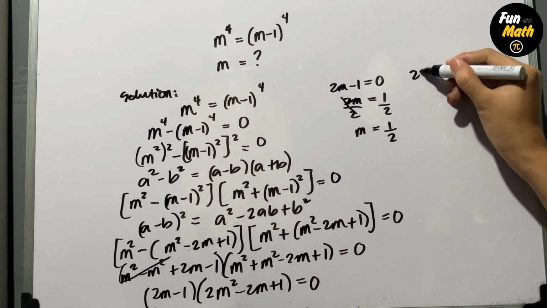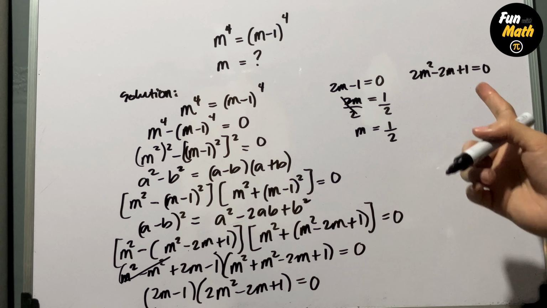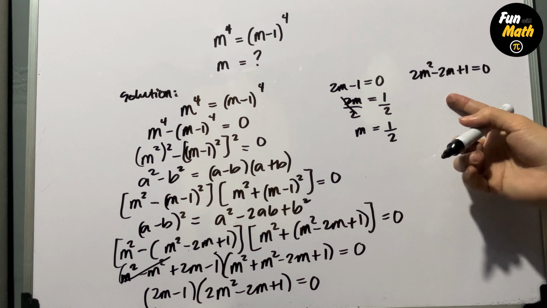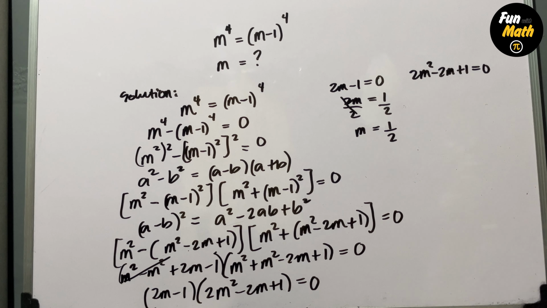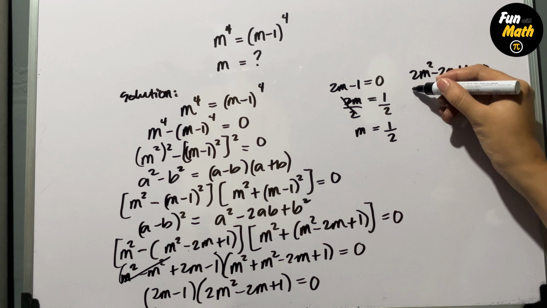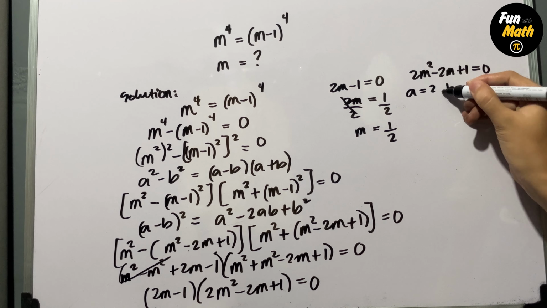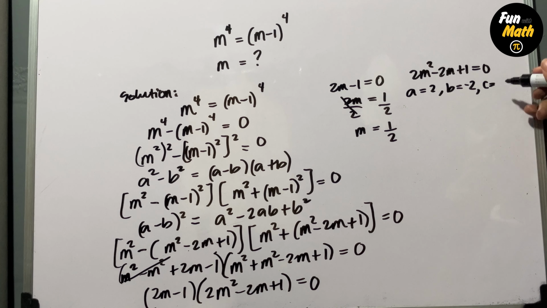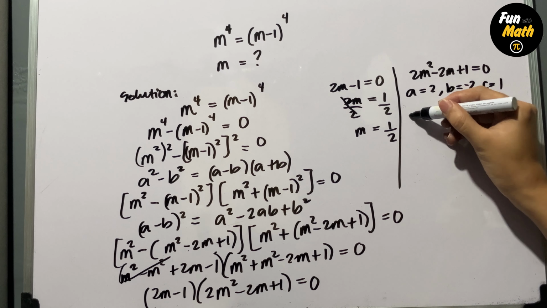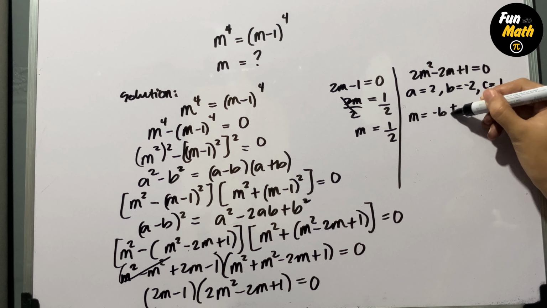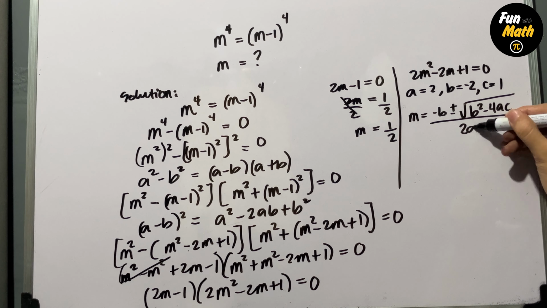Another is 2m squared minus 2m plus 1 equals 0. This is a quadratic equation. Therefore, we can use the quadratic formula. But first, let's identify the values of a, b, and c. For a, that is 2. For b, that is negative 2. For c, that is positive 1. The quadratic formula is m is equal to negative b, positive negative square root of b squared minus 4ac, all over 2a.